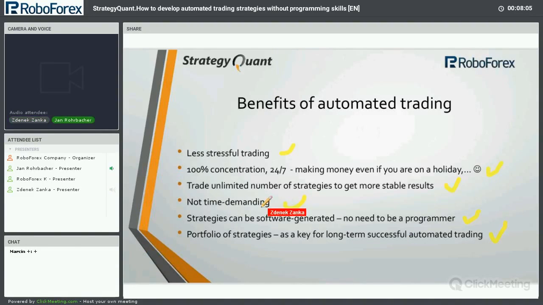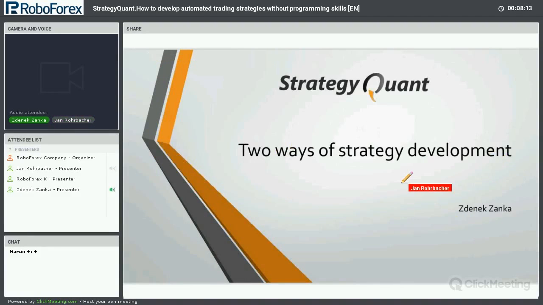Okay, now, please, ladies and gentlemen, I would like to pass on to Zdeněk, who will guide you through his part, which is comparing two ways of strategy development. So please, Zdeněk, if I can ask you.